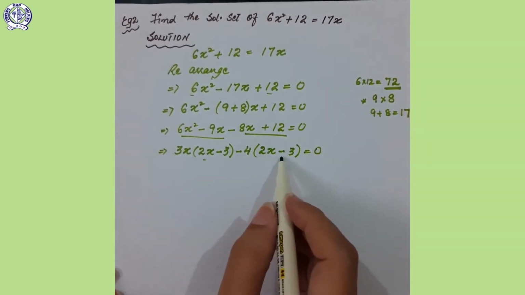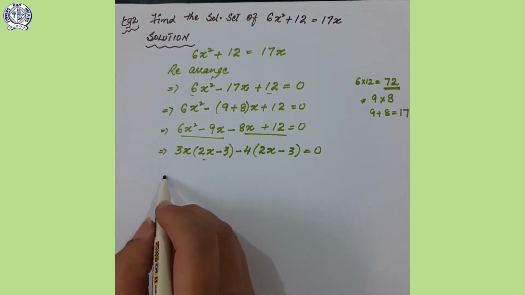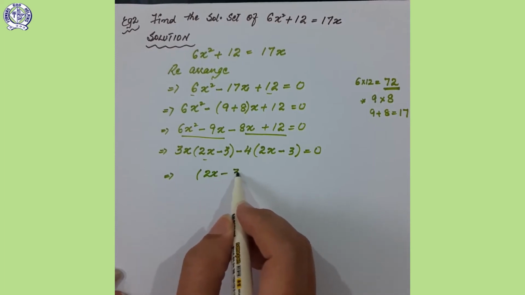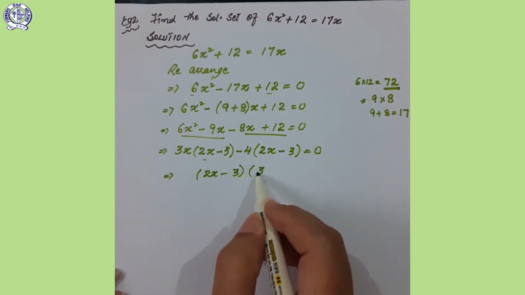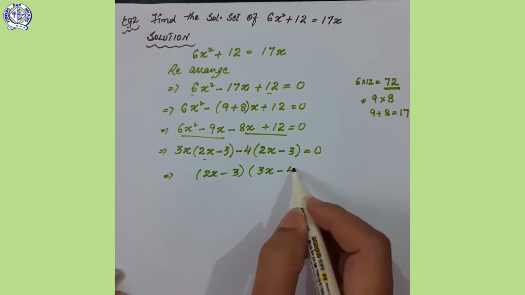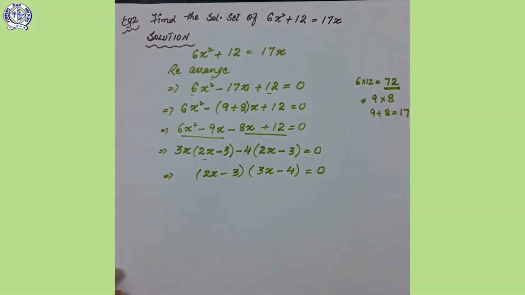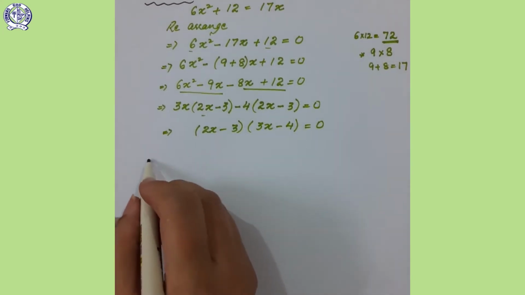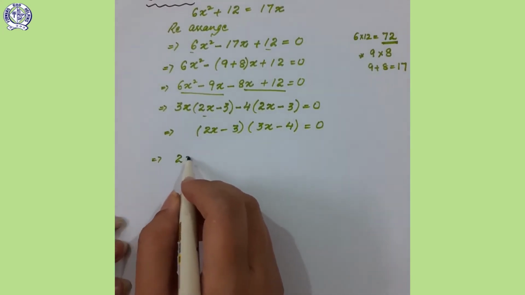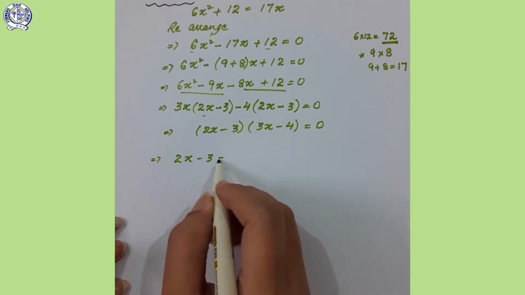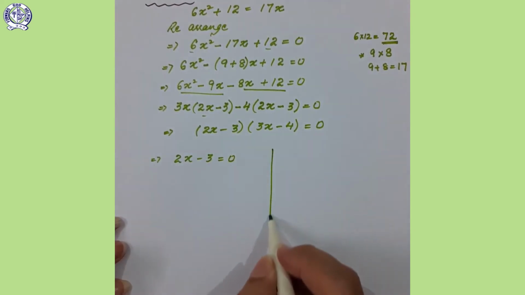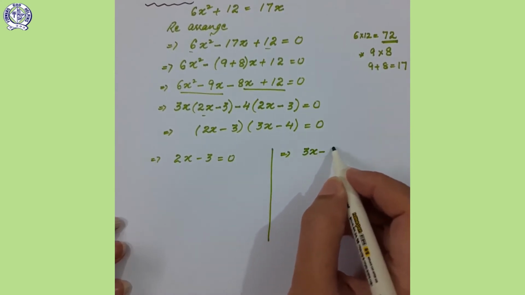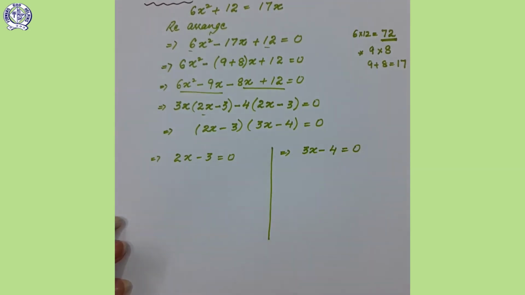These two brackets are the same, it means your factors are correct. Write the common bracket first: 2x minus 3, remaining 3x minus 4 equals 0. Now you can solve the brackets one by one. 2x minus 3 equals 0, and then the second bracket, 3x minus 4 equals 0.